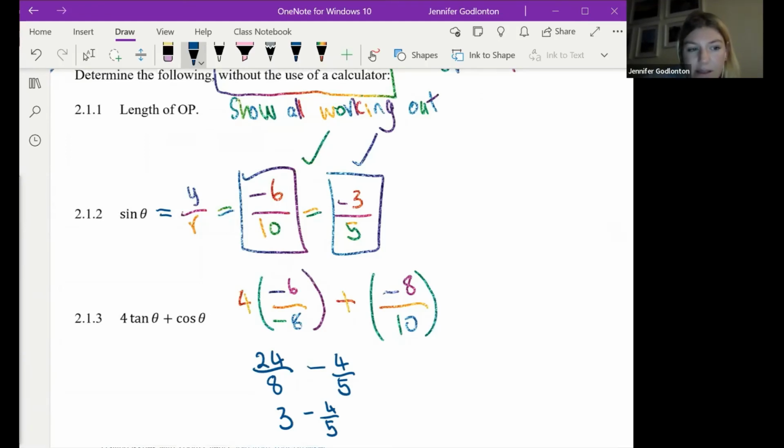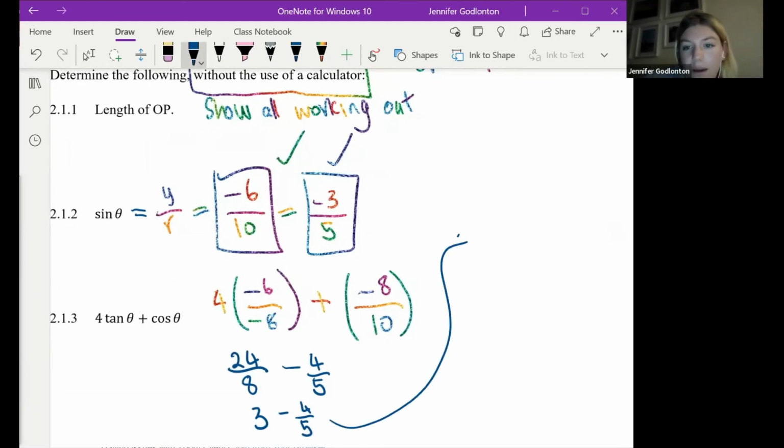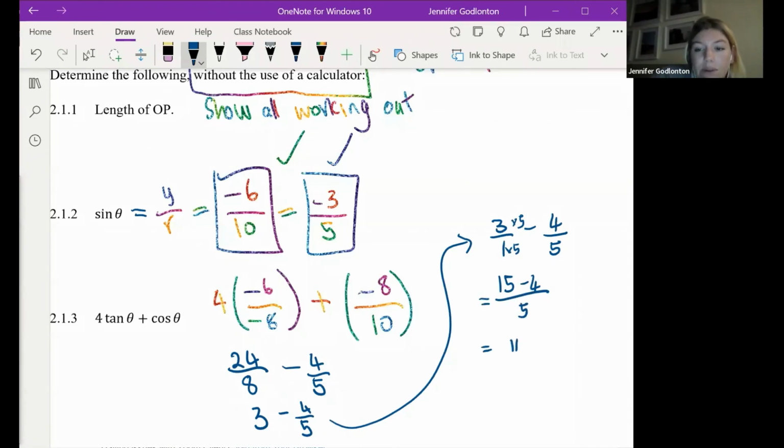So 3 minus 4 over 5. I'm running out of space, so I'm going to have to move up here. At the moment, I've got 3 over 1 minus 4 over 5. Now remember, because they told us we can't use our calculator, we have to show every single step of working. That means we need a common denominator of 5. So I need to multiply that by 5, and I need to multiply that by 5. And I get 15 minus 4 over 5, and 15 minus 4 is 11 over 5.